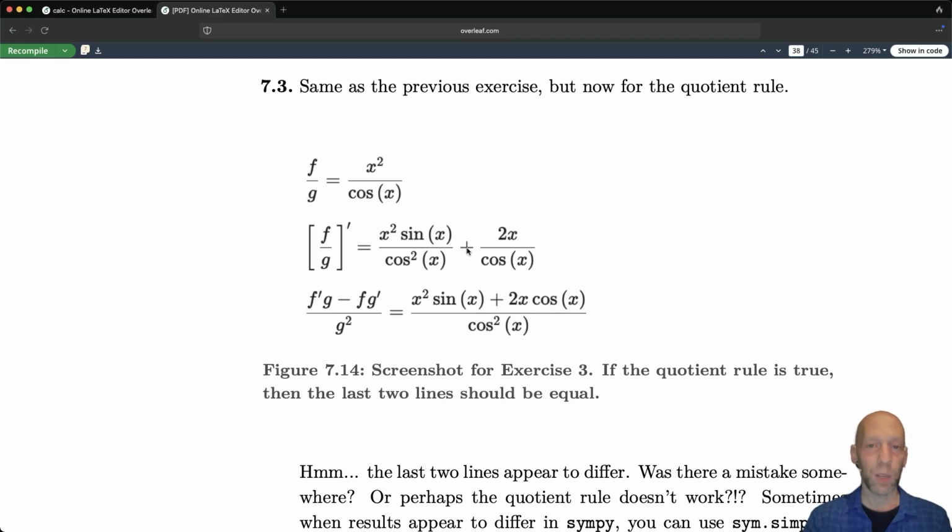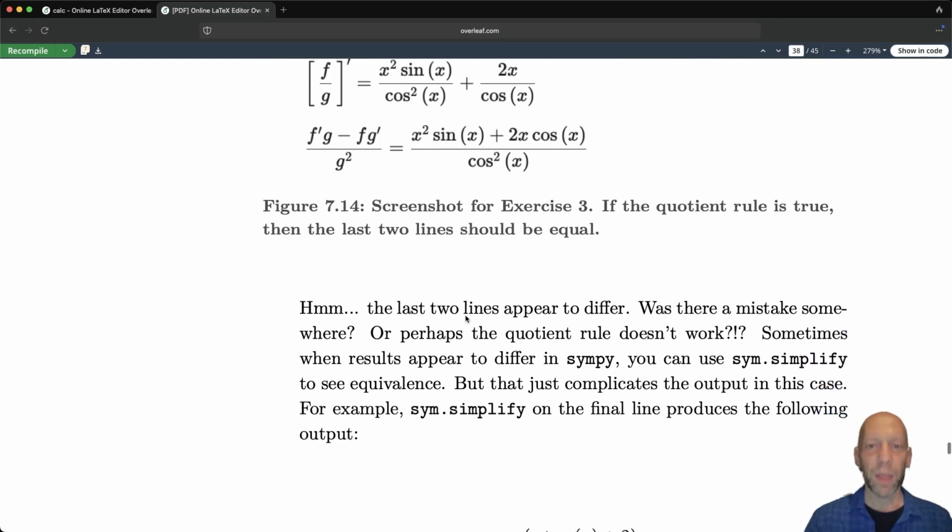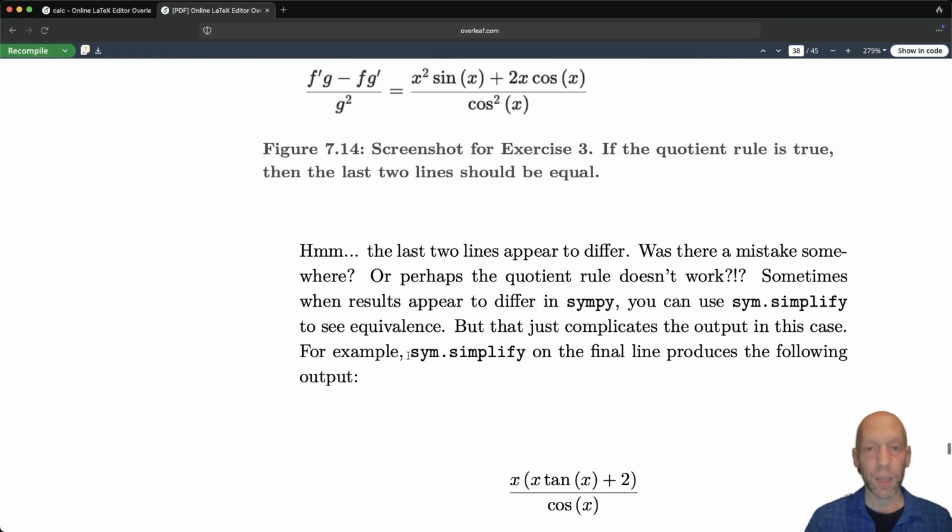So the question is, why are these different? And are they really different, or do they just appear to be different? Well, you can probably guess that the answer is that they just appear to be different. So what you want to do is take this result from the manual implementation of the quotient rule, and then use a function in SymPy called sym.simplify. This is a pretty useful function to know about in SymPy.